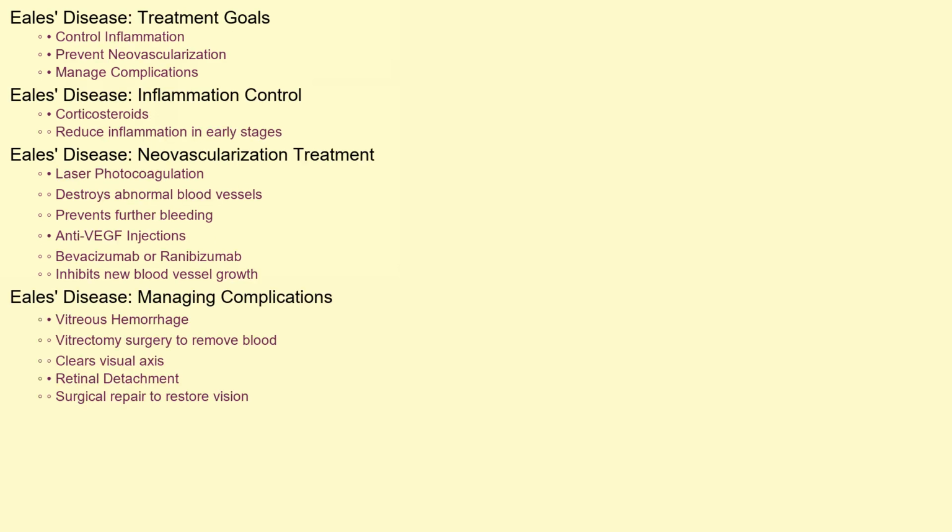The treatment of Eales disease aims to control inflammation, prevent neovascularization, and manage complications. Corticosteroids may be used to reduce inflammation in the early stages. Laser photocoagulation is a common treatment for neovascularization, involving the use of a laser to destroy the abnormal blood vessels and prevent further bleeding. Anti-VEGF injections, such as bevacizumab or ranibizumab, can also be used to inhibit the growth of new blood vessels. In cases of vitreous hemorrhage, vitrectomy surgery may be necessary to remove the blood and clear the visual axis. For retinal detachment, surgical repair is often required to restore vision.